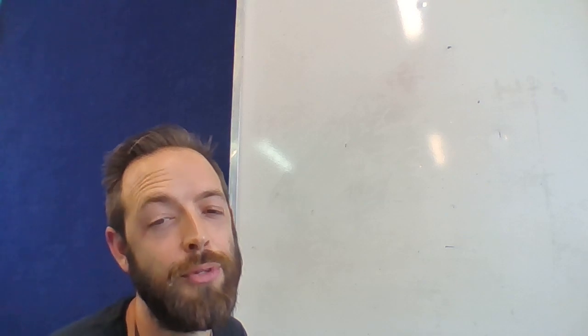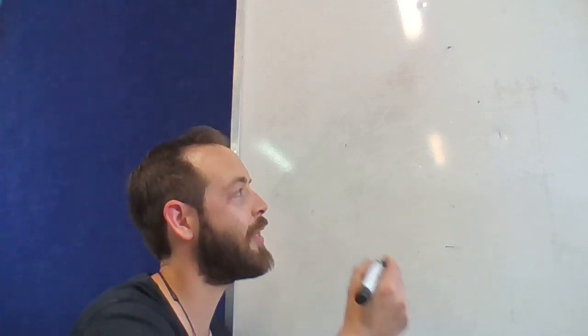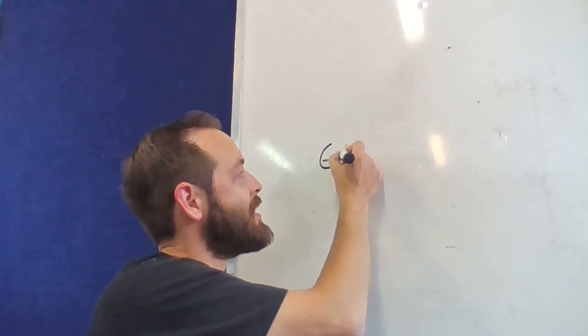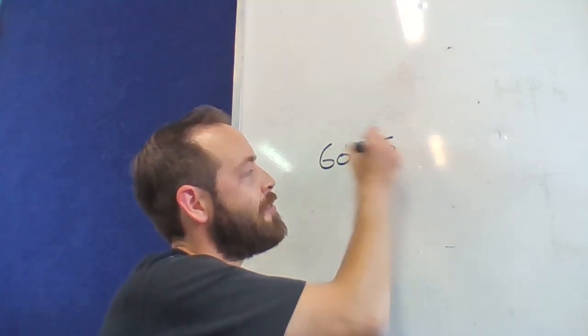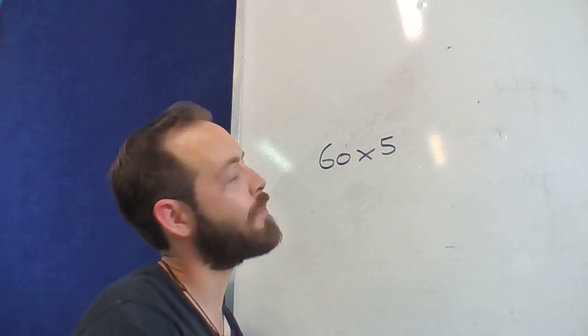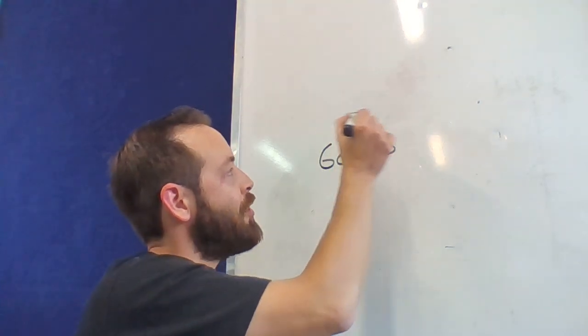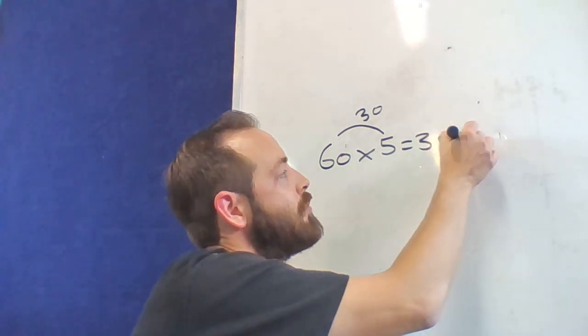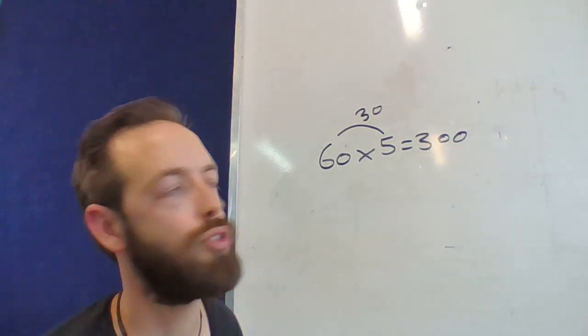Not life threatening. No one's going to shoot you over or anything. But here's a really basic example. If I had 60 times 5, some people would say, oh, I've got 30, and then I add the zero. Add a zero, yeah, which is true.